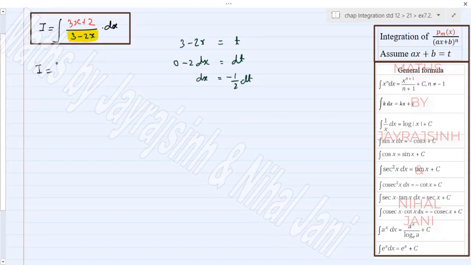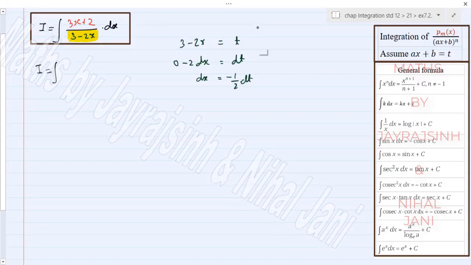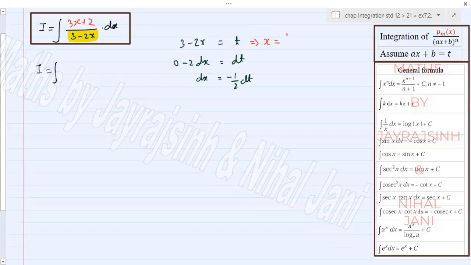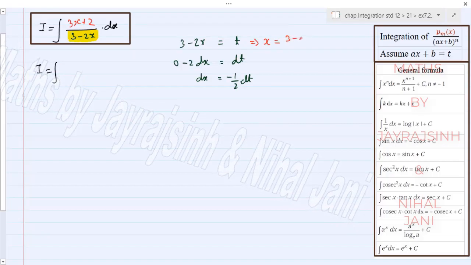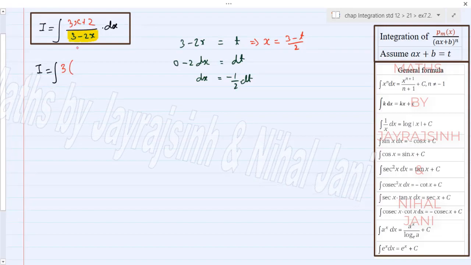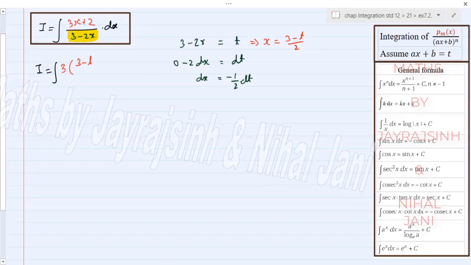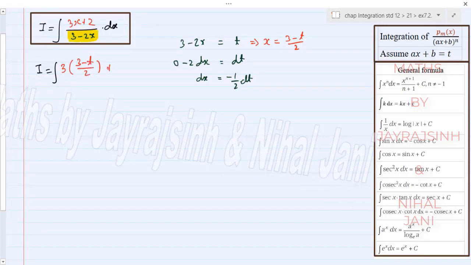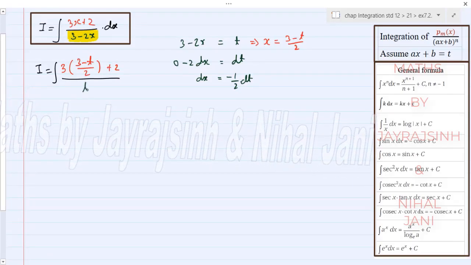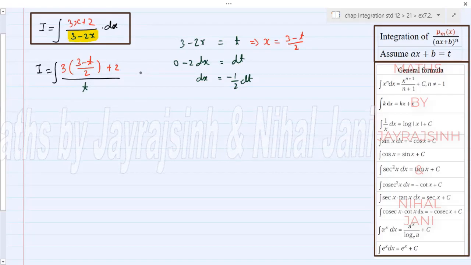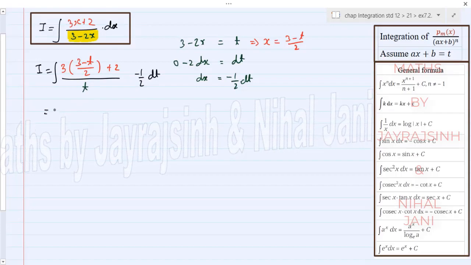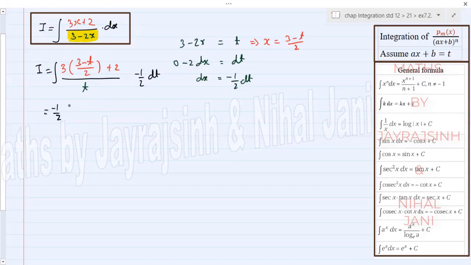So we are ready to modify our integration. And for that, we are going to need the value of x, which will be 3 minus t upon 2. So in the numerator, we will get 3 into, instead of x, we have to put 3 minus t upon 2, plus 2 upon 3 minus 2x will become t. And instead of dx, we have to write down minus 1 by 2 dt. But we don't have to worry about this minus 1 by 2.